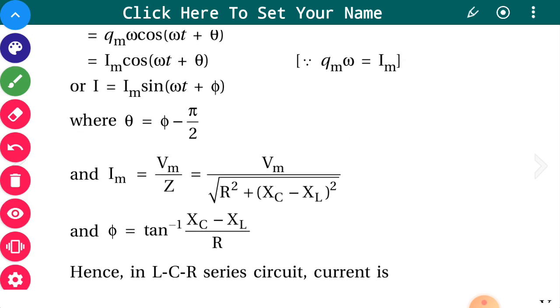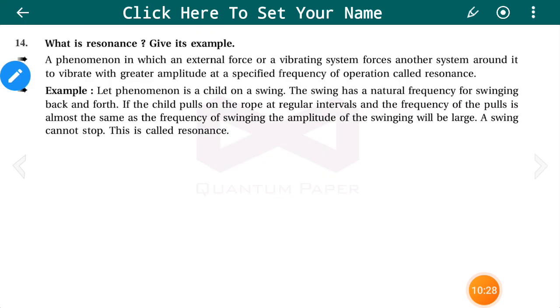Im is equal to Vm upon Z. Z is known to you, that is the modulus of Z. We know the value of impedance, square root of R square plus (Xc minus XL) the whole square. And phi gives the same result that we obtained in the phasor method.